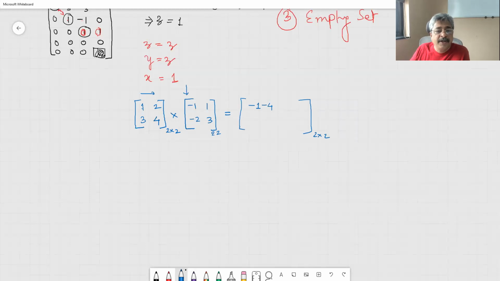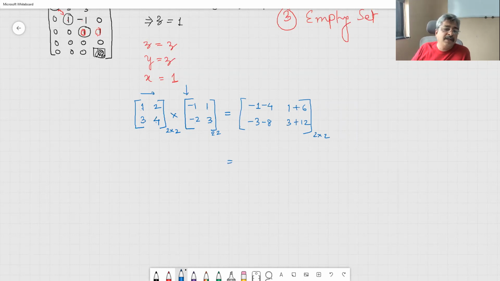This is first entry. Second entry, 1 into 1, that is 1, plus 2 into 3, that is 6. This is second entry. 3 into minus 1, that is minus 3. 4 into minus 2 is minus 8, that is third entry. 3 into 1 is 3, 4 into 3 is 12.